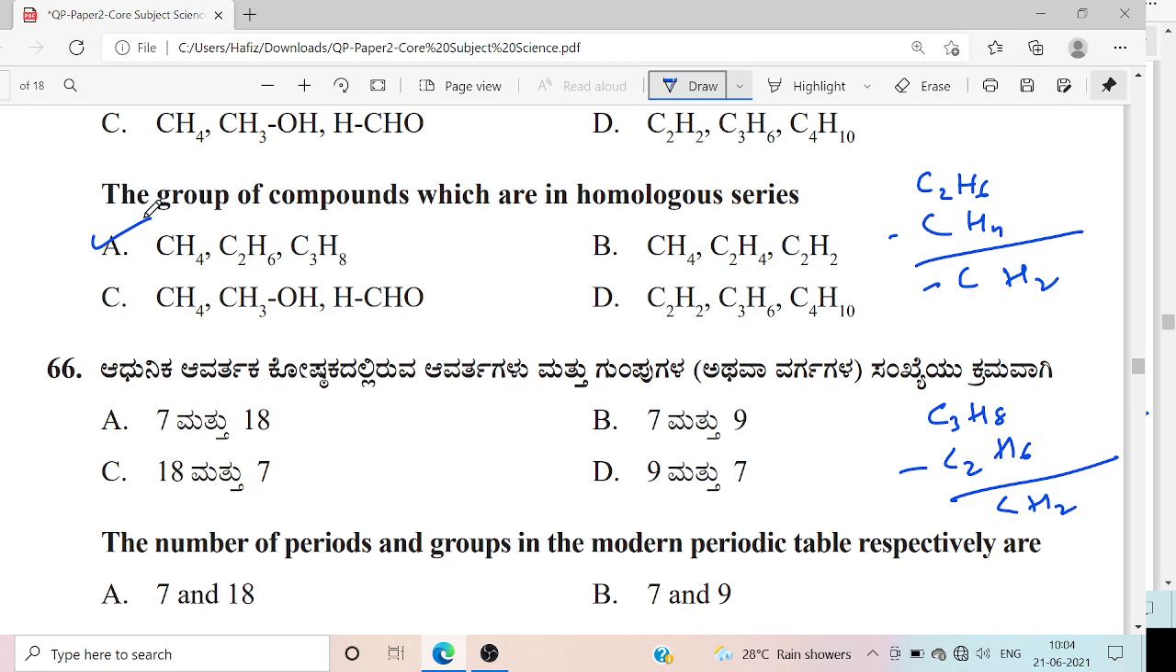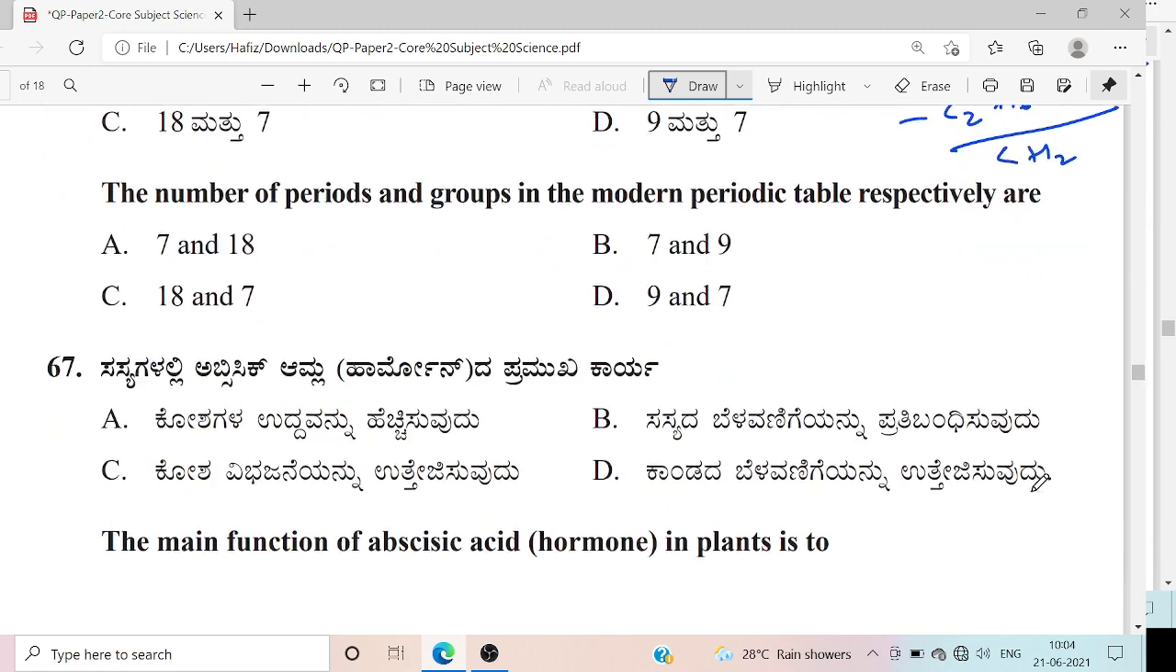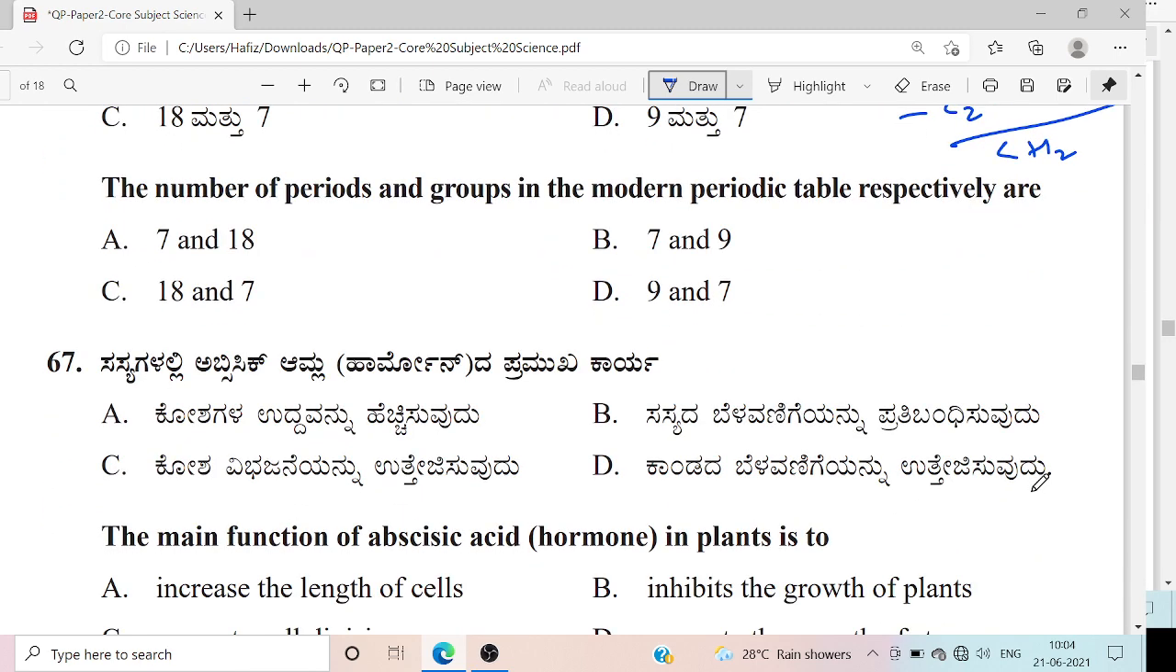So remember, to find which are in homologous series, you will have to subtract the second from the first and the third from the second, means the difference of successive members should be of CH2, then you will get the homologous series. So now moving to the next question: the number of periods and groups in the modern periodic table. There are how many? 7 periods and 18 groups. So option A is the right one for that.